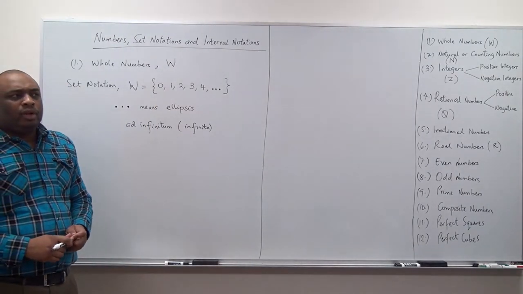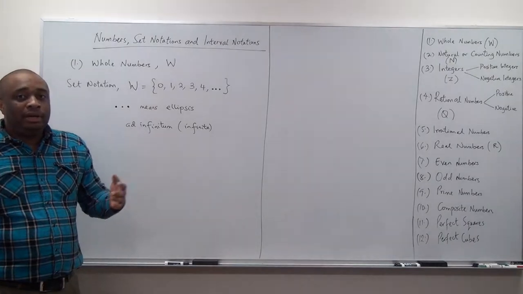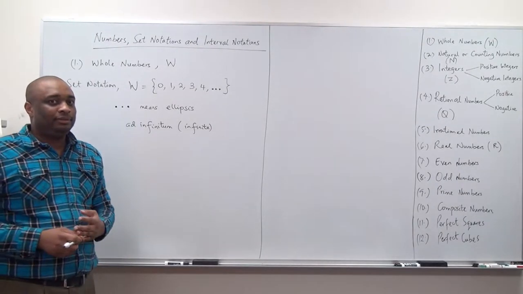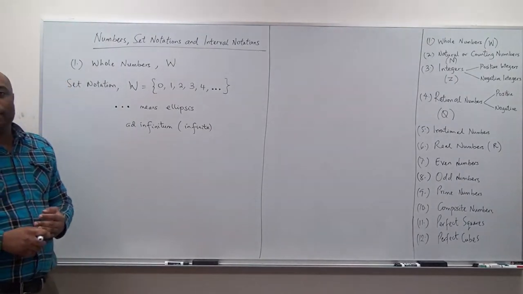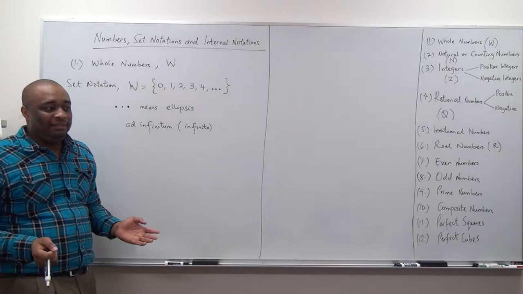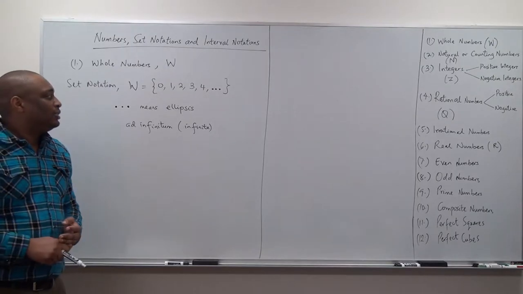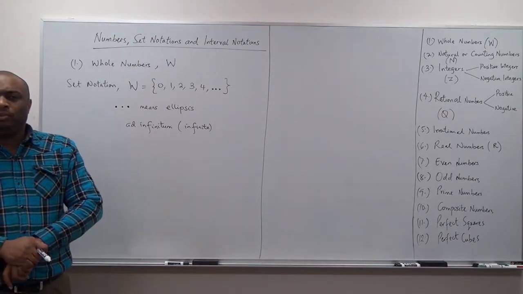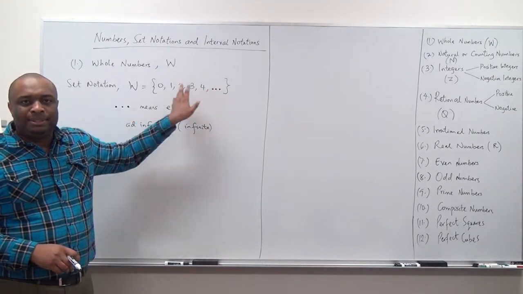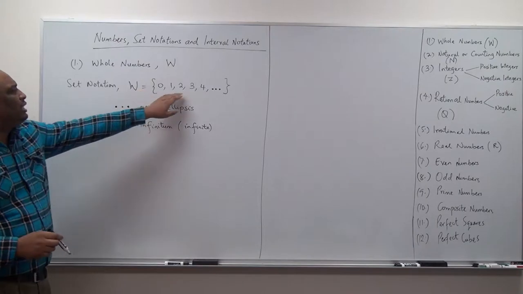Let me ask you this. Who can tell me the greatest number on earth? Is that 1 trillion? What of 10 trillion? What of 1,000 trillion? Also, who can tell me what is the least number on earth? Is that 0? What of negative 0.1? What of negative 0.00001? So, we don't have any greatest number in this world, and we don't have any least number in this world. So, we will be making use of these ellipses as we go on. That means it keeps going and going. Now, this is the set notation.